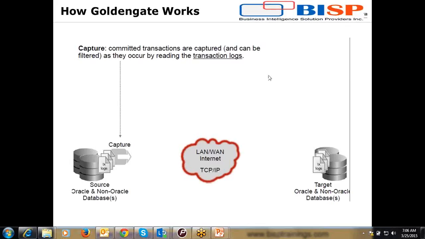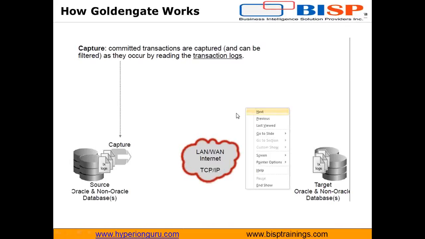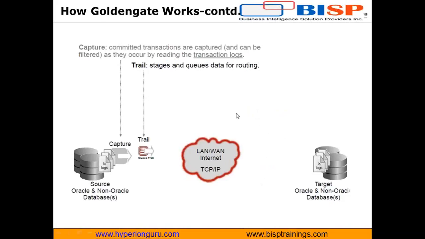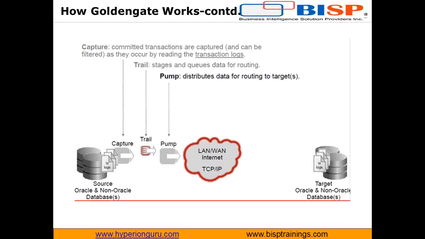Once the capture process has captured the committed transactions, it will write them to a local trail file. These local trail files are local to your source. That's why we call them local trail files, or they are also known as source trail files. Now these trail files are binary format files, similar to your archive log files, and are not readable except using some Goldengate utility which we are going to discuss at the end of the session. So the capture process captures the committed data and writes it to the local trail.